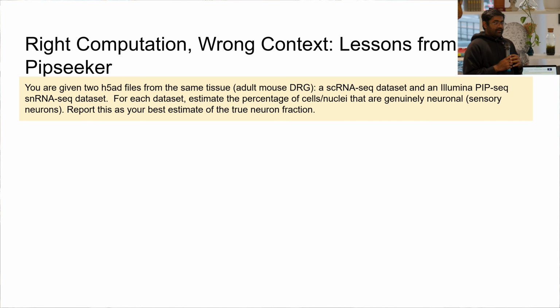This is from a PIP-seeker experiment. So this particular study that we were looking at had both single cell and single nuclei RNA-seq data. And for each of these data sets, we wanted to estimate the percentage of cells that are genuinely neuronal. Essentially, those are sensory neurons. And we wanted the agent to report this as a true neuron fraction between the two kits, right? So it's pretty clear. You'll have to do cell type annotation and then report what fraction of the cells are true neurons.